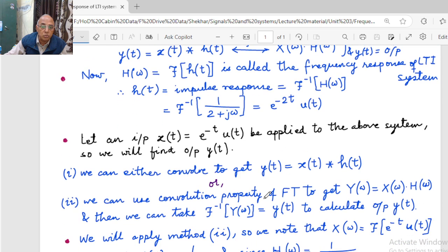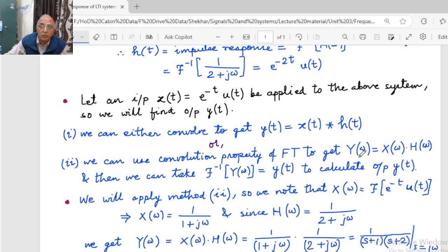So this x(t) can be convolved with this h(t) to find out the output. Another way is to use Laplace transform. Another way is to use Fourier transform. So we will use Fourier transform. The Fourier transform of this y(t) is nothing but Y(omega), which is nothing but X(omega) into H(omega), according to the convolution property. And then we take the Fourier inverse of this Y(omega) to get y(t), that is the output. So let us use this method.